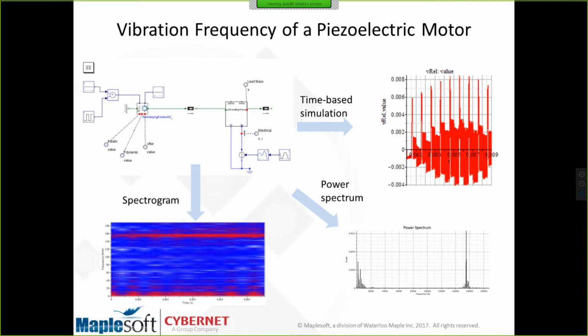Now, typically piezoelectric motors are associated with frequencies in the ultrasonic range, maybe 100 to 200 kilohertz. Let's say that we want to isolate the frequency of this particular motor. You can easily extract a description of the model into Maple and plot the power spectrum and spectrogram.